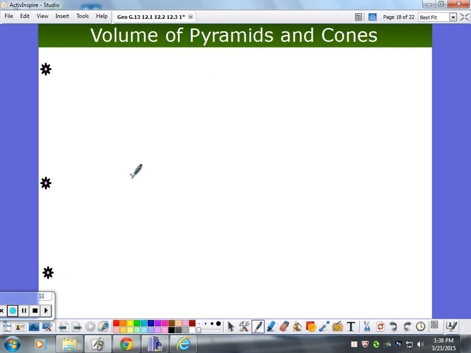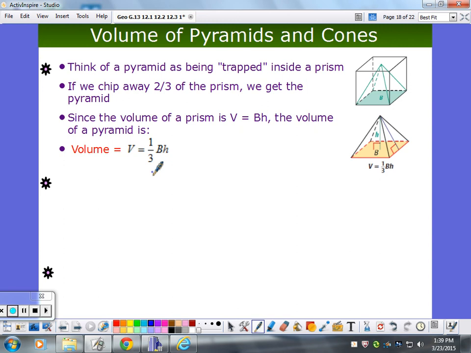All right, let's look at pyramids and cones. Pyramids and cones are shapes that are very much alike. It's just one uses polygons, and the other is kind of curvy. So if you think of a prism, and I want to carve a pyramid, I have to chip away. You would have to chip away 2/3 of this cube to get to the pyramid. So we say that it's 1/3 times the volume as if it was that entire rectangular prism there. So the volume of a pyramid or a cone is 1/3 of the prism or cylinder that it's coming from.